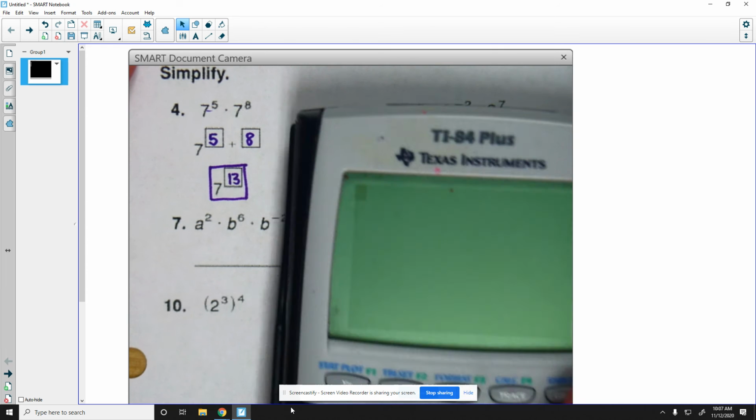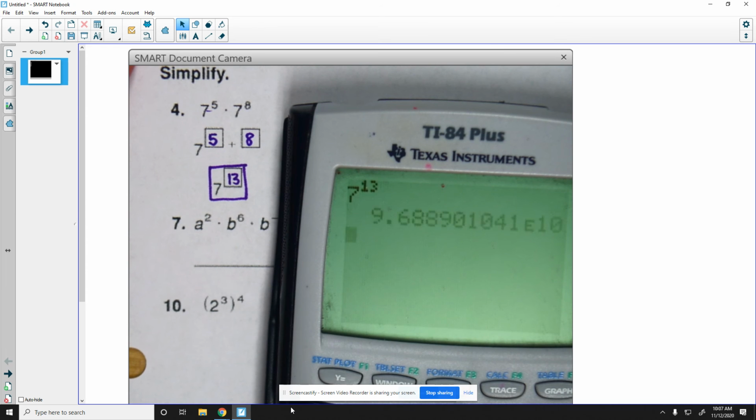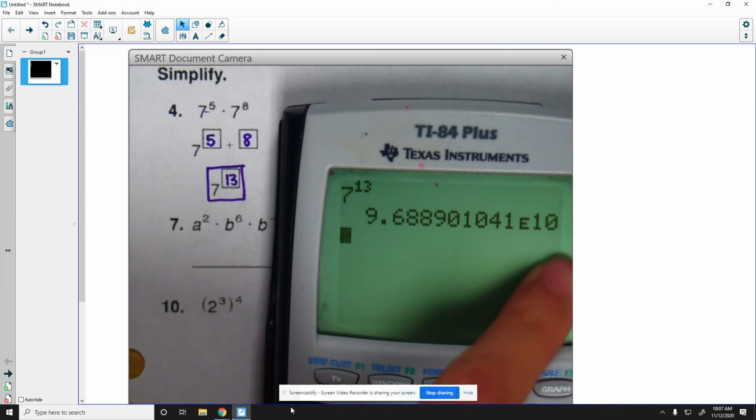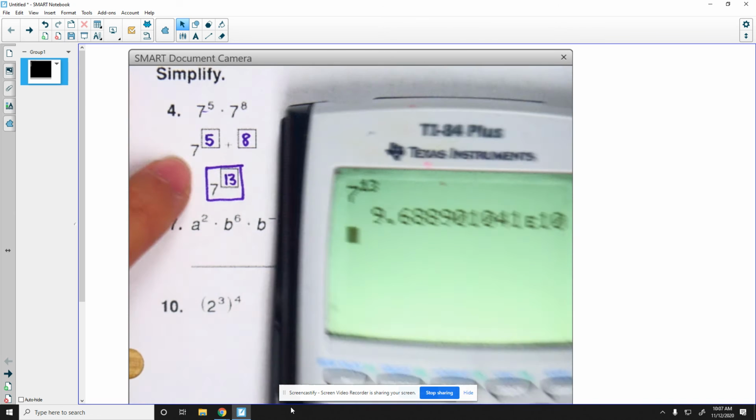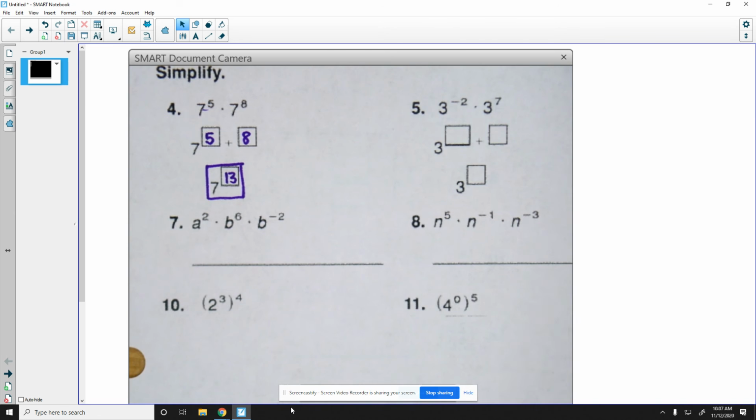Now, some of you might say, do I really have to figure out what that answer is? That's a huge number. It's going to be like 9 billion and so on. No, just leave it like this. But if your answer is like 7,000, then sure, just write 7,000.